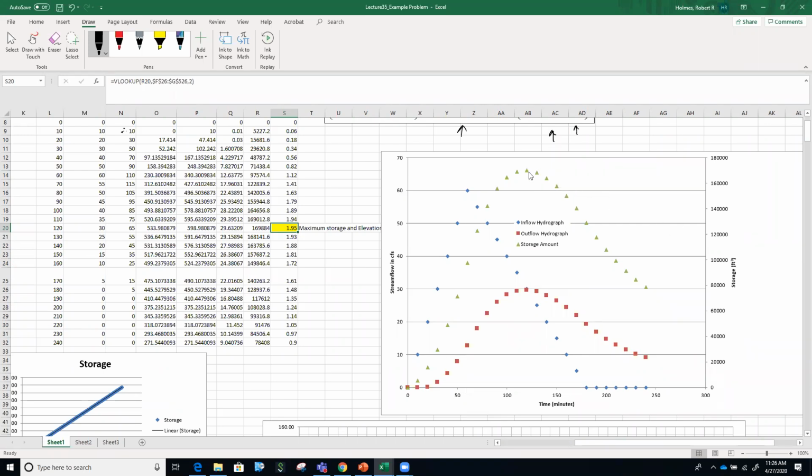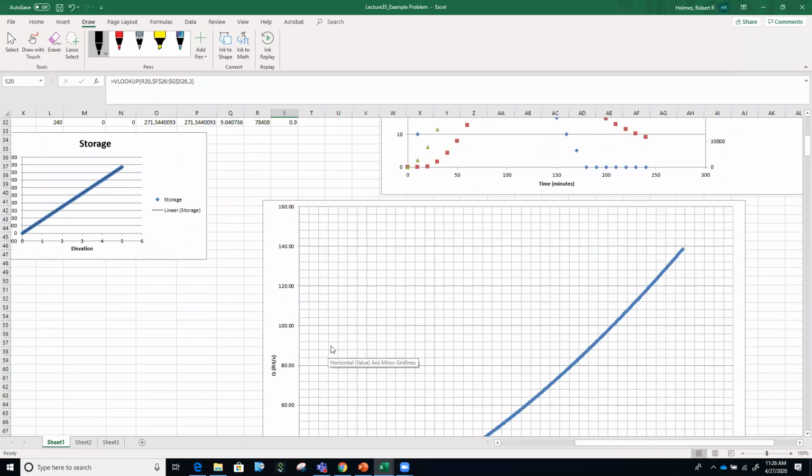And you can see we hit that maximum storage about 120 minutes into the storm event. And you can see we really knocked the outflow down, even with that big a pipe, that's a huge pipe, 5 feet in diameter. Even with that big pipe, we're able to attenuate that runoff storm from 60 CFS down to 30 CFS. So that is today's example of a level pool routing exercise. Are there any questions about this? I'm sure there are.